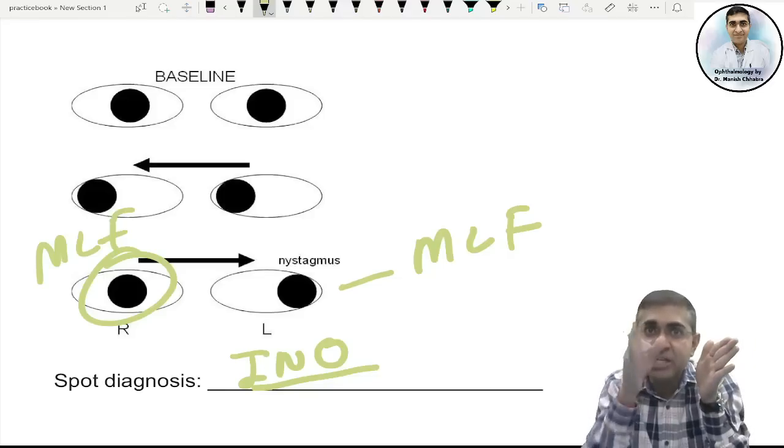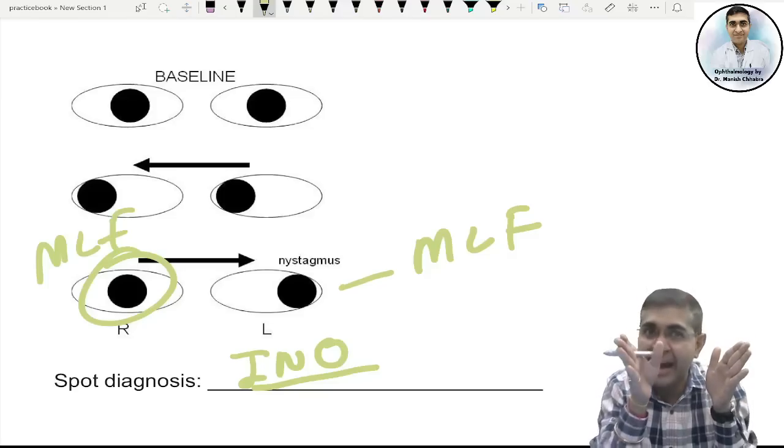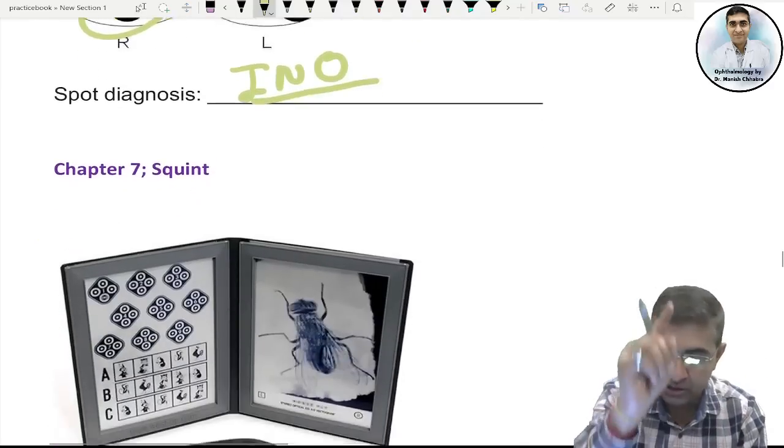So there will be ipsilateral adduction defect with contralateral horizontal nystagmus. Adduction means it is not going on the inside. Ipsilateral adduction defect with contralateral horizontal nystagmus. That is your internuclear ophthalmoplegia.